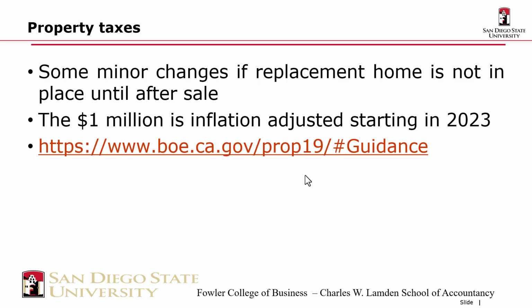All right, so there are some minor changes if the replacement home is not in place until after the sale. All those rules assume that you purchase the new home before or at the same time as you sell the old home. If it actually takes you a while, there's a slight inflation adjustment you get to make. And that $1 million that we talked about is going to be inflation adjusted starting next year. So if you're interested in more guidance on Prop 19, there's the website that you can go to and learn considerably more.